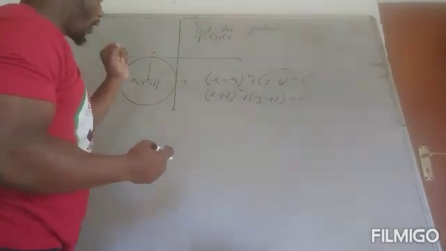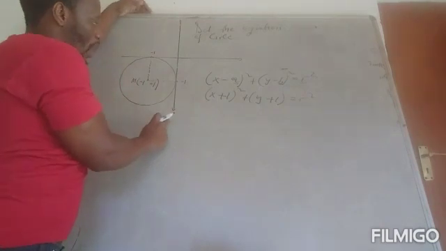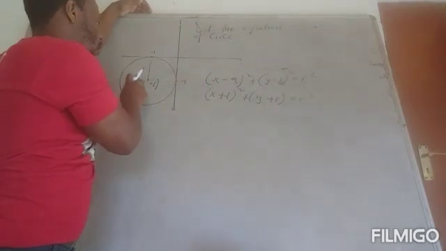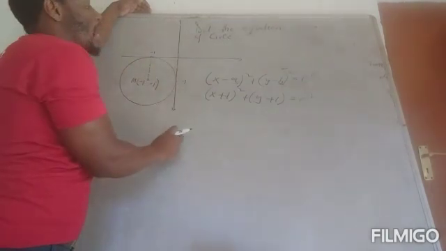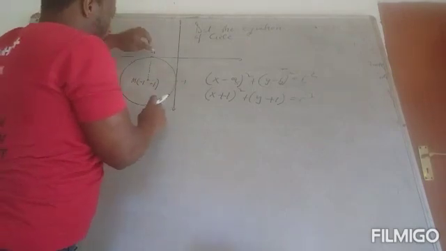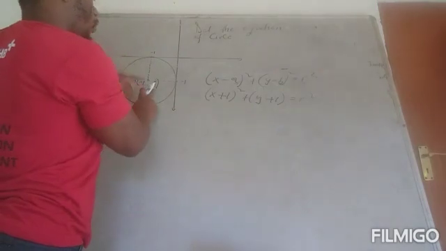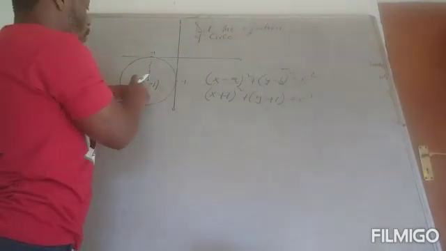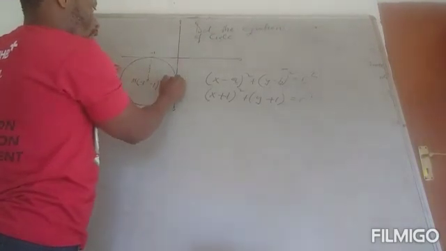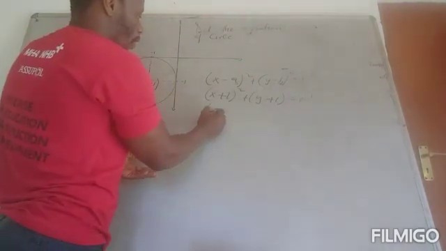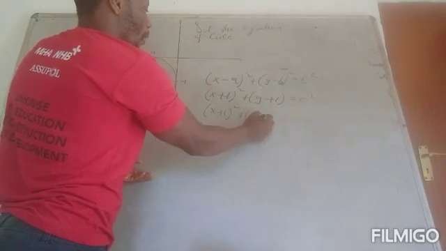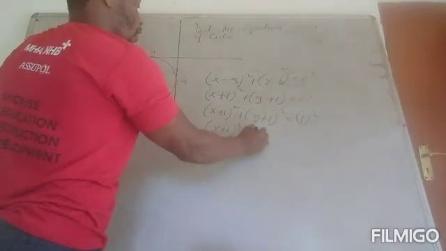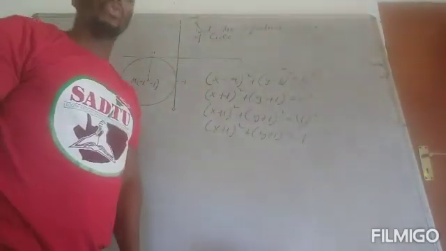What about our radius? If the circle touches the x-axis, the y coordinate of the center is equal to the length of the radius. And if the circle touches the y-axis, the x coordinate of the center is equal to the length of the radius, which from here is 1 and here is 1. So our radius is obviously equal to 1. So our equation is (x + 1)² + (y + 1)² = 1², that's it, and 1 squared is equal to 1.